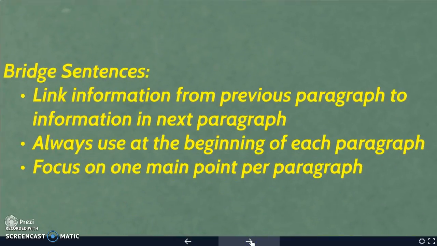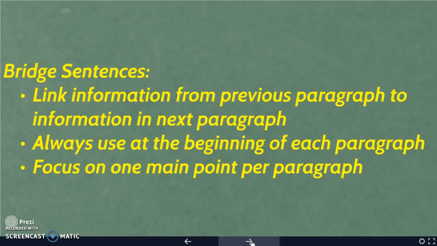Every paragraph should begin with a bridge sentence. Bridge sentences link information from the previous paragraph to the new paragraph. You always use it at the beginning of each paragraph rather than the end of the previous one. That's a mistake I see sometimes. It's always a beginning sentence. And you focus on one main point per paragraph.